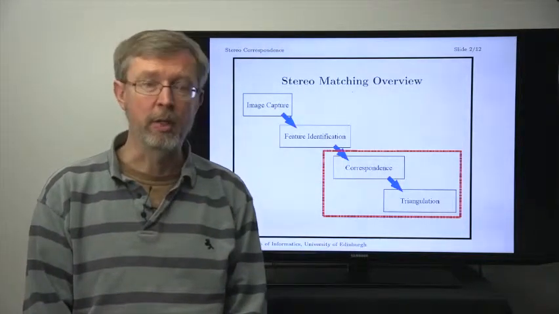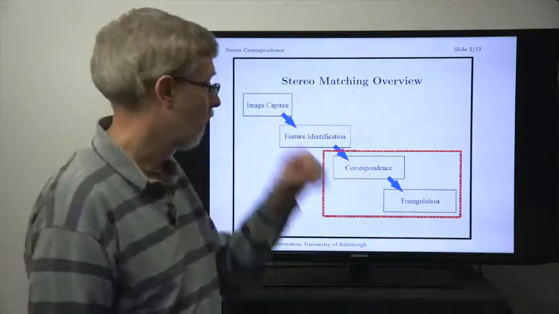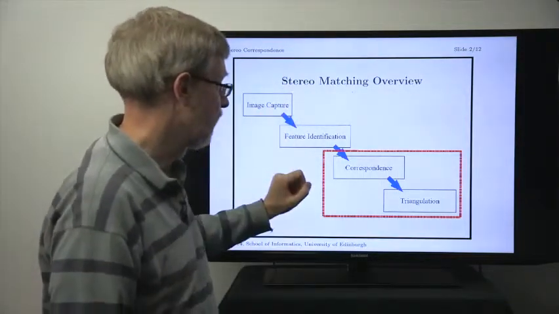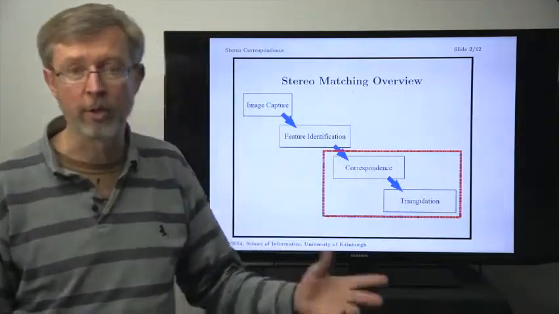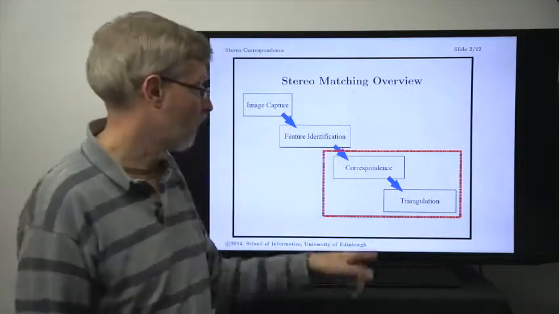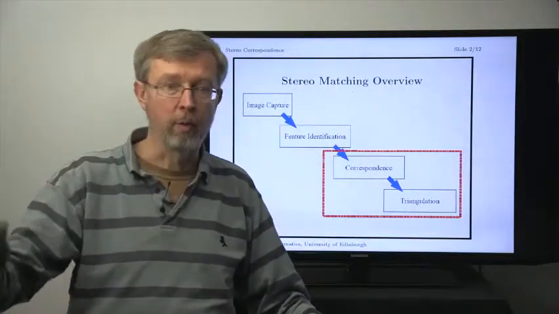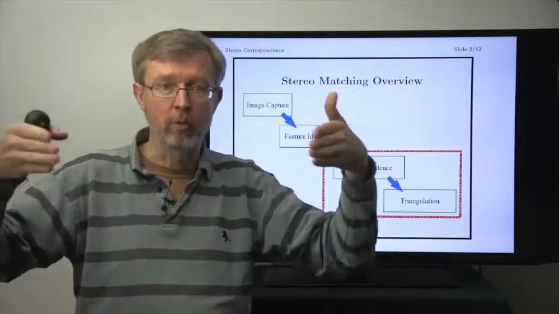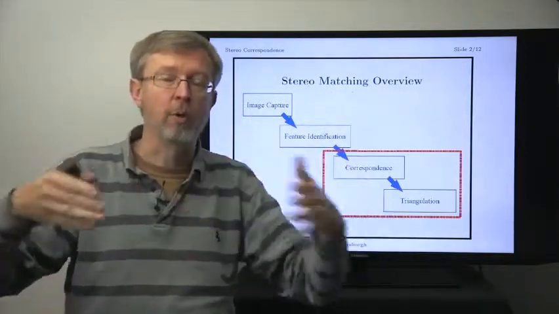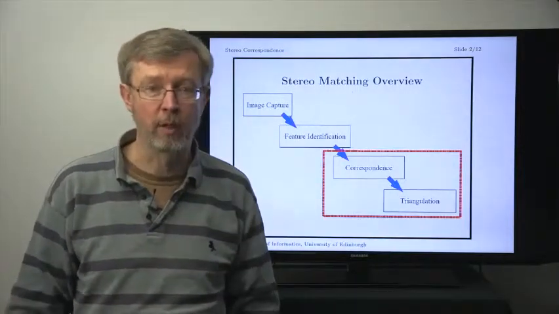Okay, and where all this fits in is really along this sequence right here. We've already found our features, and in order to do our triangulation to calculate the three-dimensional position of things, we need to have some sort of correspondence so that we can know the feature in the left image and the feature in the right image. And once we know that, then we can do the triangulation of where those corresponding features are to figure out the position of that point in three-dimensional space.